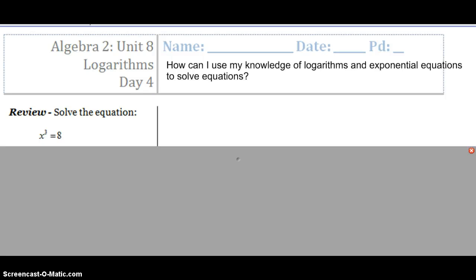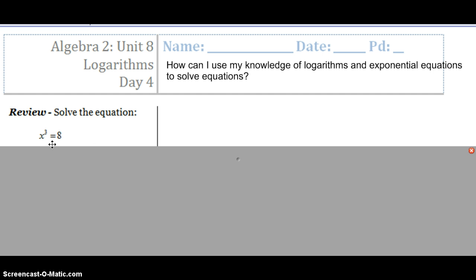Hello, Algebra 2. Tonight's topic is 8.4, Logarithms, Day 4. Our essential question tonight is, how can I use my knowledge of logarithms and exponential equations to now solve equations? So let's first review some solving equations, in particular with exponents.